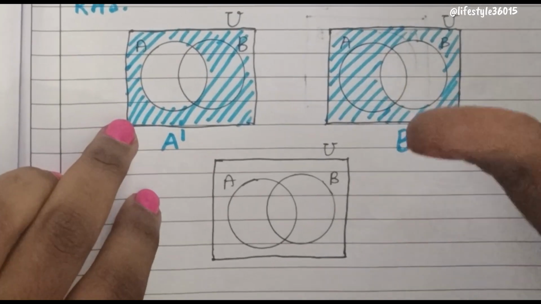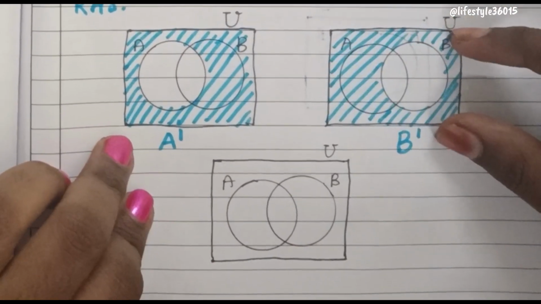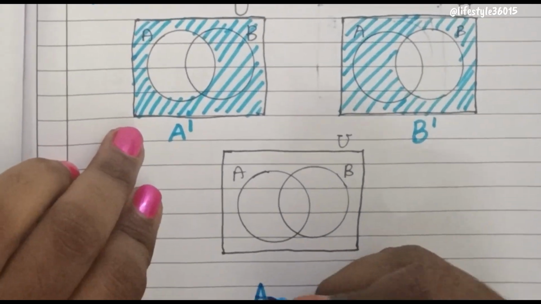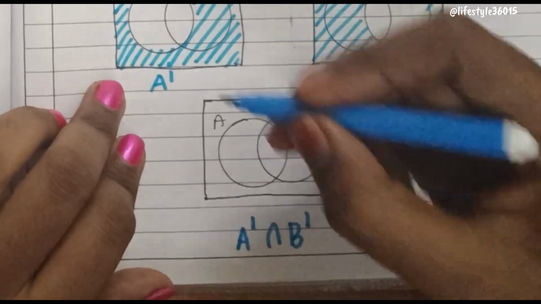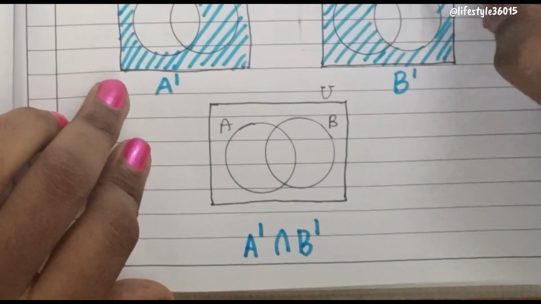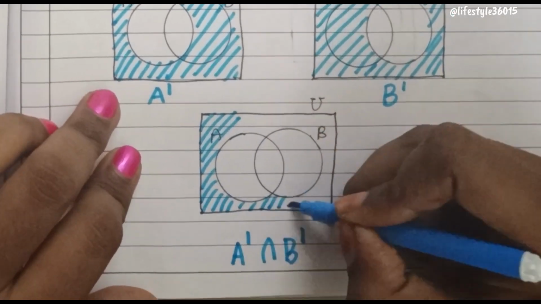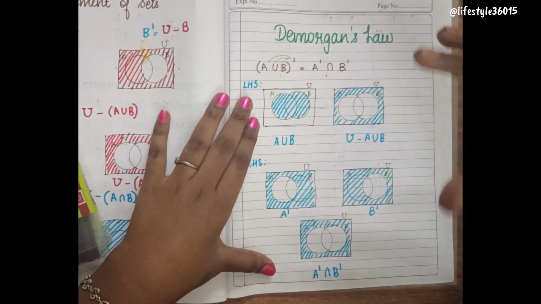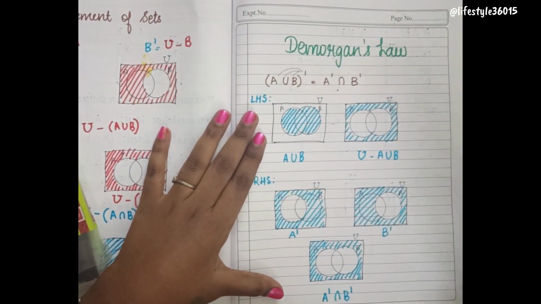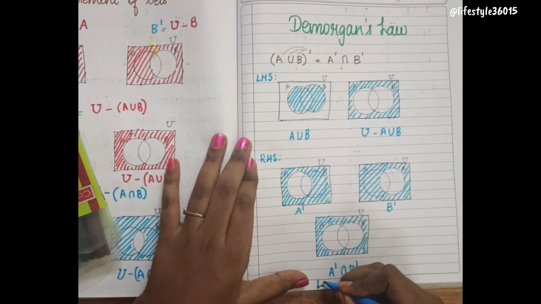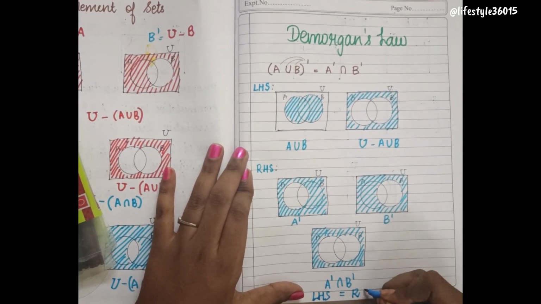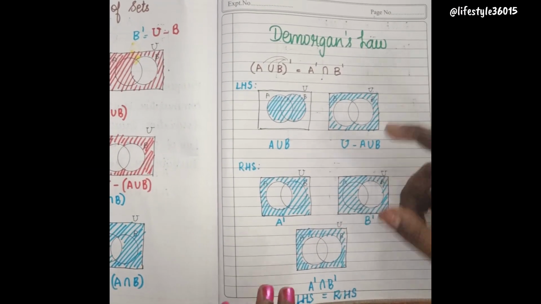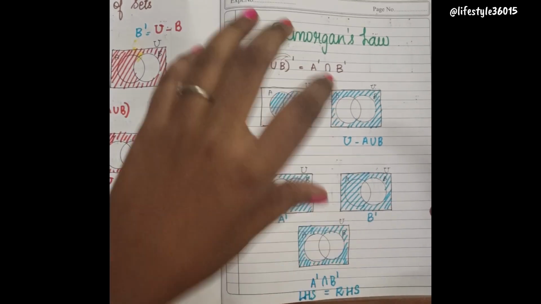Intersection means common point for both the diagrams. The common point for both the diagrams, when you look carefully, is only the outer region. So when we are doing A dash intersection B dash, we will shade only the common region. Thus, now we have visualized this formula with the Venn diagrams. I hope you understood. Finally, you should say that LHS is equal to RHS. The final diagram of LHS and final diagram of RHS are same, right? So this is how you do for this formula.